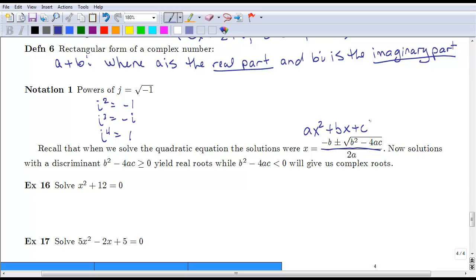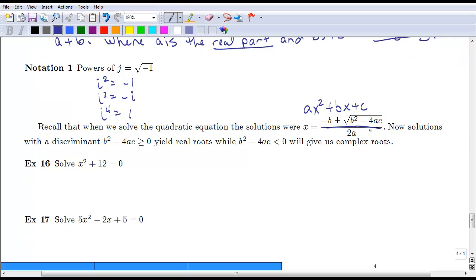Now, if the discriminant or the number under the radical is positive or 0, then we end up with real roots. That's what you've dealt with so far. If instead, however, the discriminant or the number under the radical is less than 0, then we end up with a complex root. Now, it's not always imperative that we use this. Sometimes we can solve equations like this first example by just moving the 12 to the other side and taking the square root of both sides.